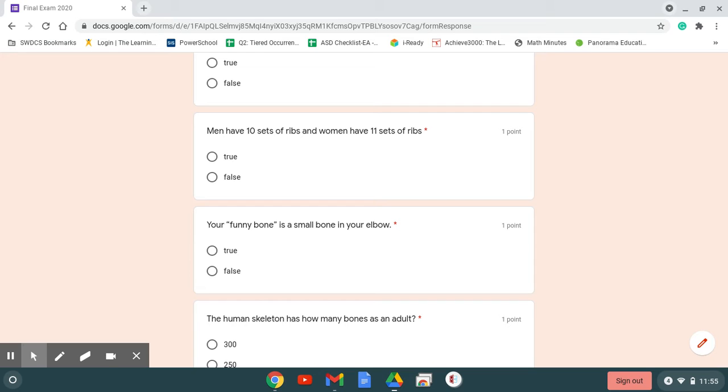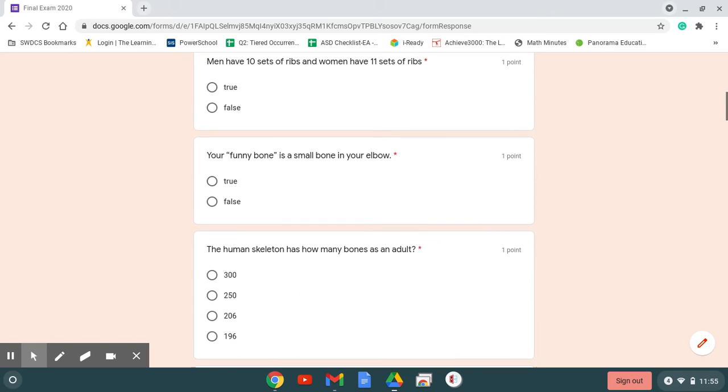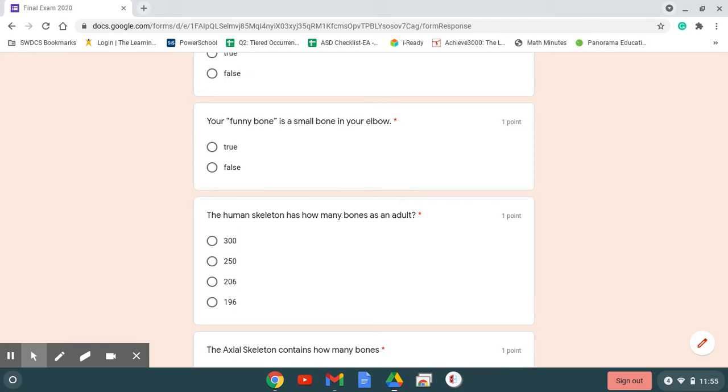Men have 10 sets of ribs, and women have 11 sets of ribs. True or false? Your funny bone is a small bone in your elbow. True or false?